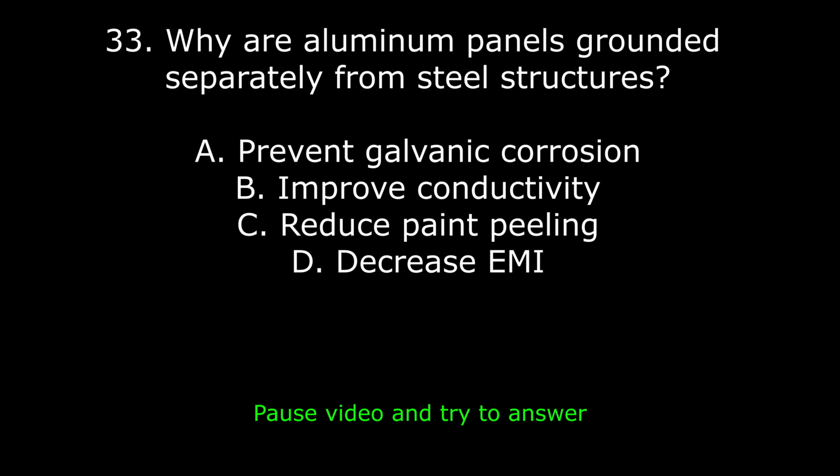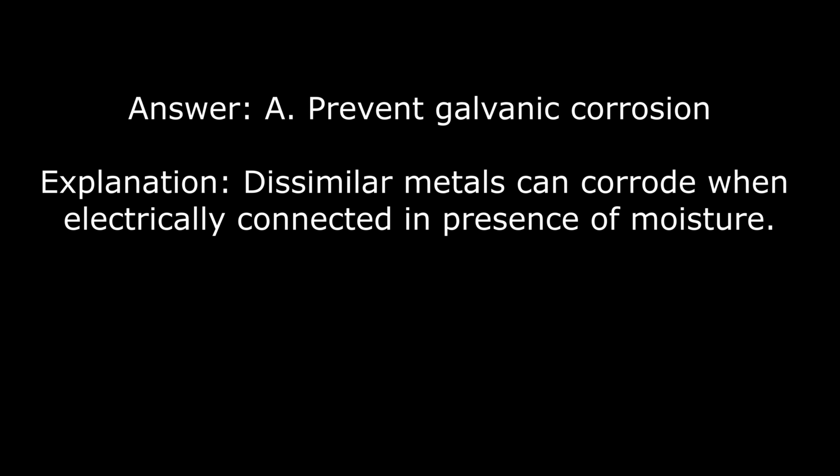33. Why are aluminum panels grounded separately from steel structures? A. Prevent galvanic corrosion. B. Improve conductivity. C. Reduce paint peeling. D. Decrease EMI. Answer: A. Prevent galvanic corrosion. Explanation: dissimilar metals can corrode when electrically connected in presence of moisture.